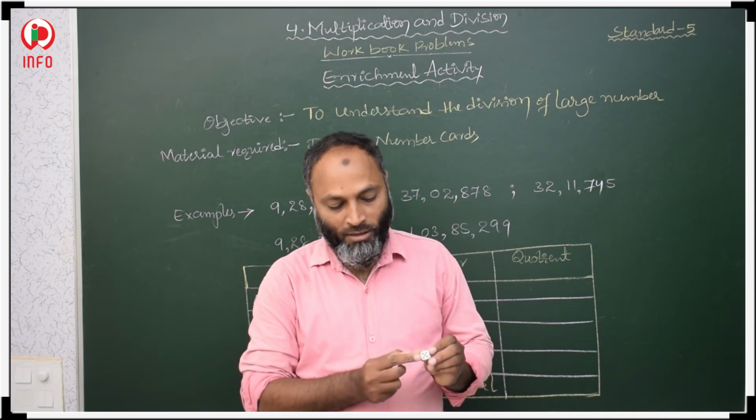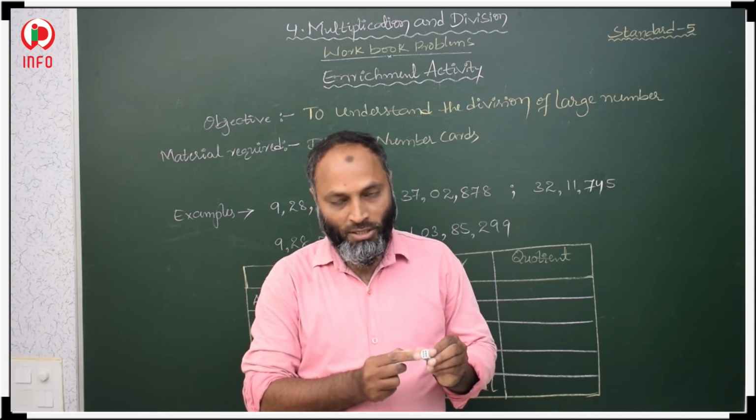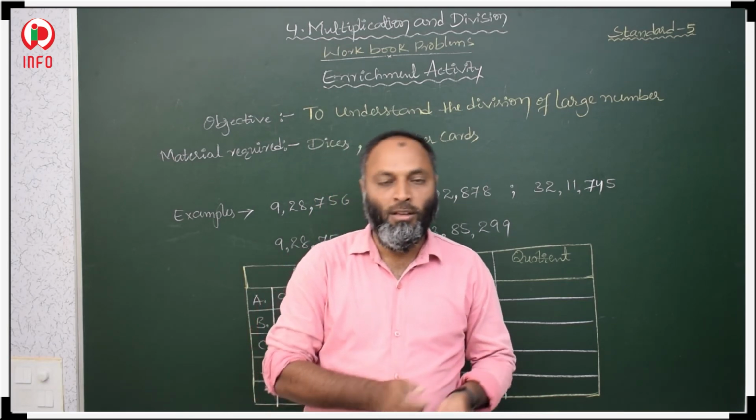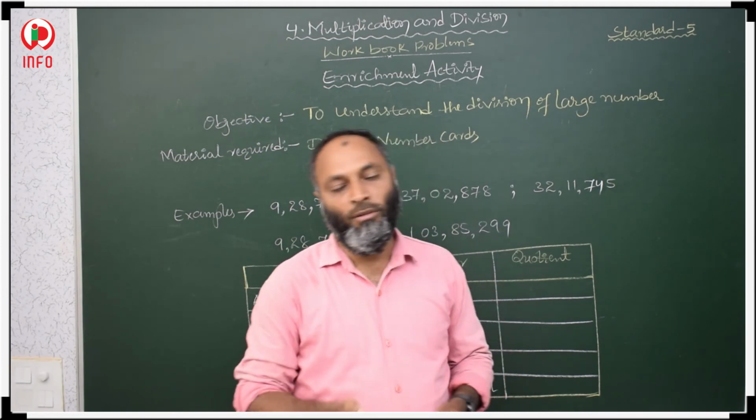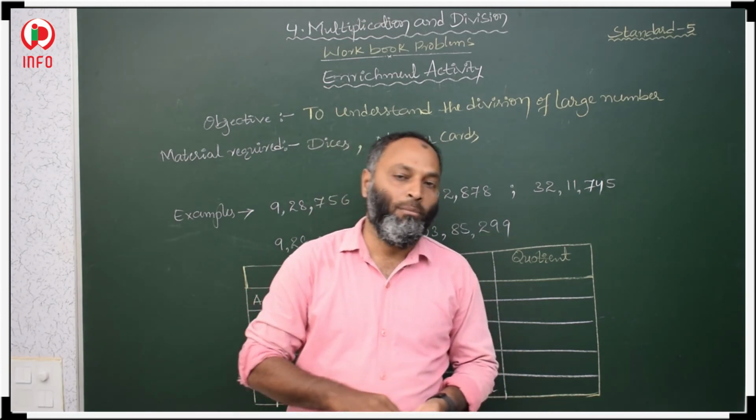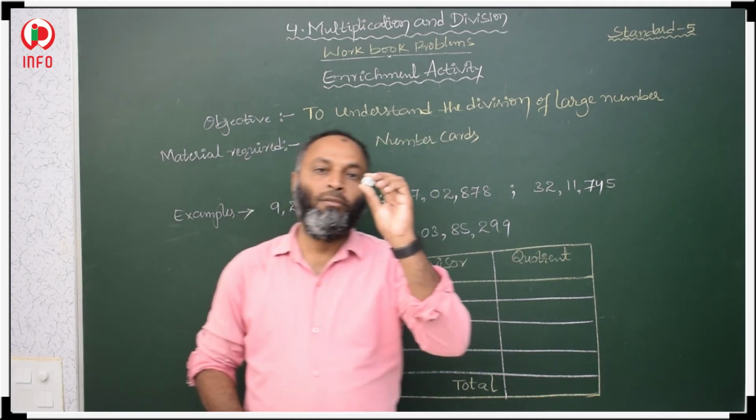If 5 dots come, it's 5. If 6 dots come, it's 6. So what is there on the top face of a die when we throw it? That represents our number. For this game we need 3 dice.